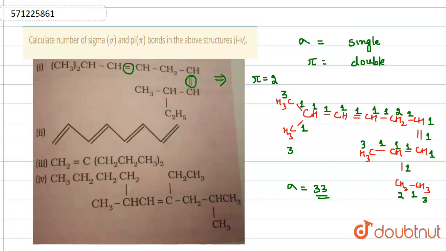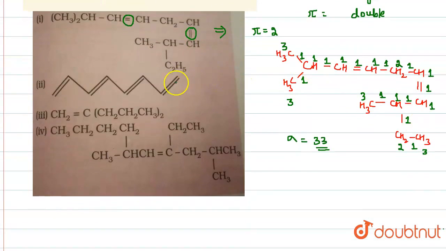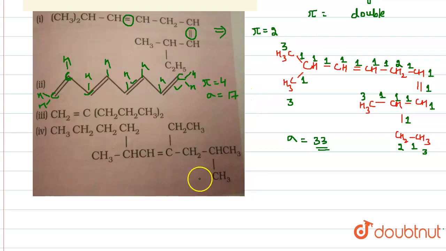Okay. Next we are given with this group. Here we can see that we have 4 pi bonds with us. That's why the number of pi bonds will be 4. And when we calculate the number of sigma bonds, it will be 17. How? Because here each carbon is further attached with 2 more hydrogens, and here this carbon is attached with 3 bonds, thus 1 hydrogen is also attached with them. Thus when we calculate, we find that we have a total of 17 sigma bonds.